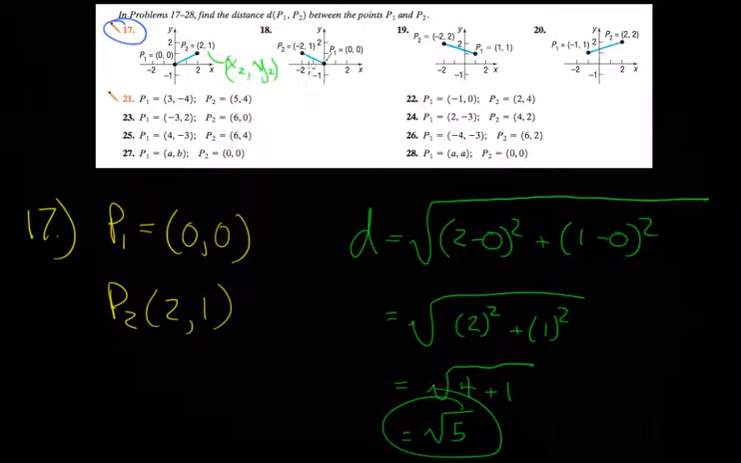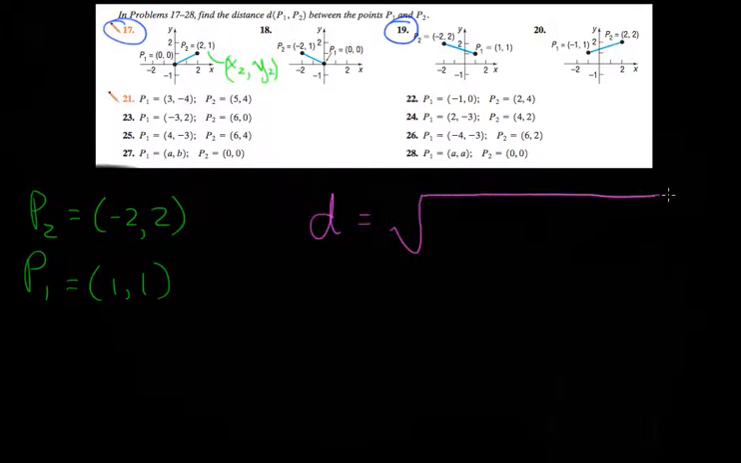Okay, enough with the origin stuff. Let me do 19. I'm going to erase all of this. Alright, 19. P2 is equal to negative 2, 2. And P1 is equal to 1, 1. This won't be too bad. So the distance formula says, we'll say this is x2, this is x1, this is y2, and this is y1. So, negative 2 minus 1 squared plus y2 minus y1, so 2 minus 1 squared.